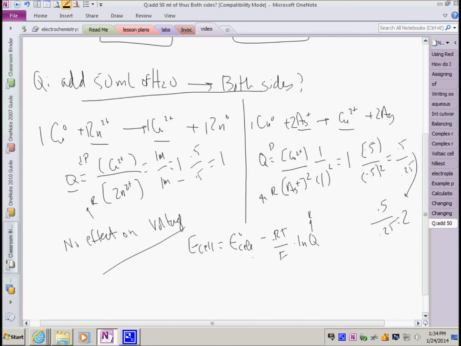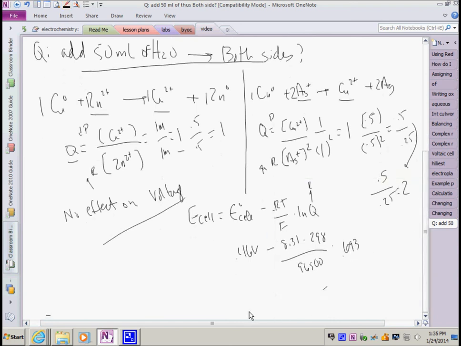The E cell for this reaction is 0.46 volts minus 8.31 times my temperature, which is 298, over my Faraday's constant, which is 96,500, times my natural log of 2. Now, the natural log of 2 is a pretty common number, actually, for chemists, nuclear chemists especially. This is going to give me a positive value of 0.693. All right, so in this case, let's just run the math through.